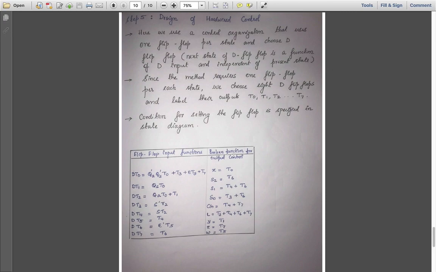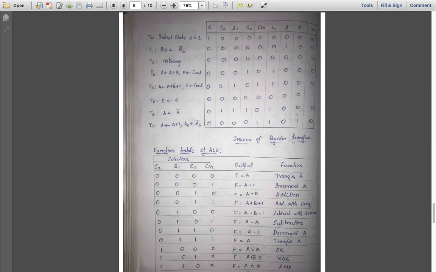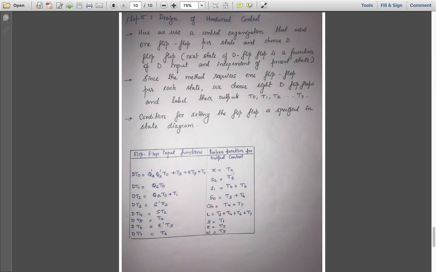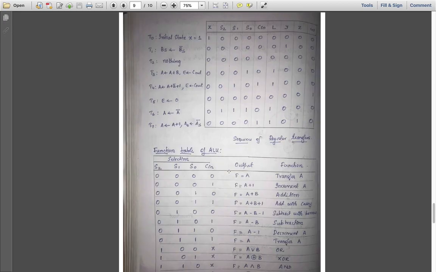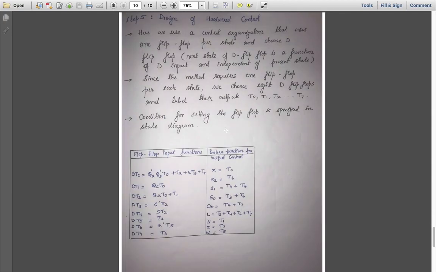Now what is the Boolean function for the output control? You have to write down the different Boolean controls for the different outputs. How you can write that is, just look at X and in which states X is set. X is set only in the T0 state. So that is why X is controlled by this particular state. Now S2 is set only in the state T6. So T6 is the only state in which S2 can be set, so S2 is controlled by T6.